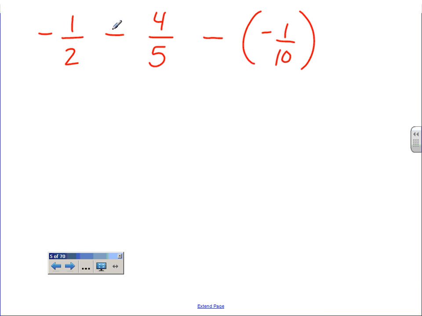First thing I'm going to do is add the opposite. All right, now I'm going to see if I can get a common denominator. All right, I see 2, 5, and 10. I know they all go into 10, so I'm going to change these ones to tenths.